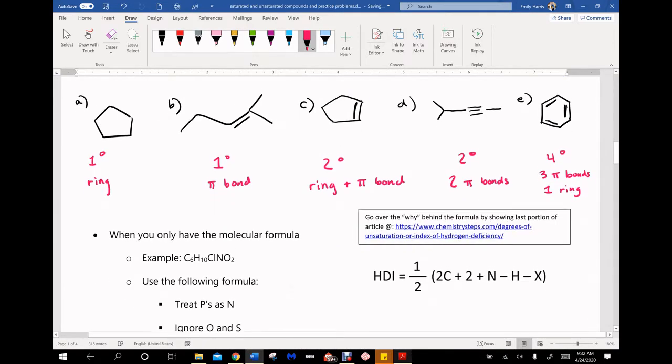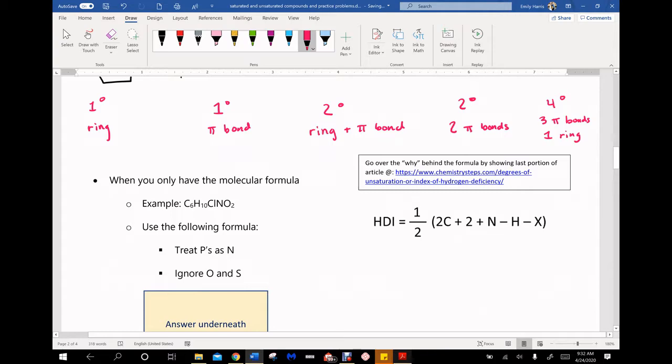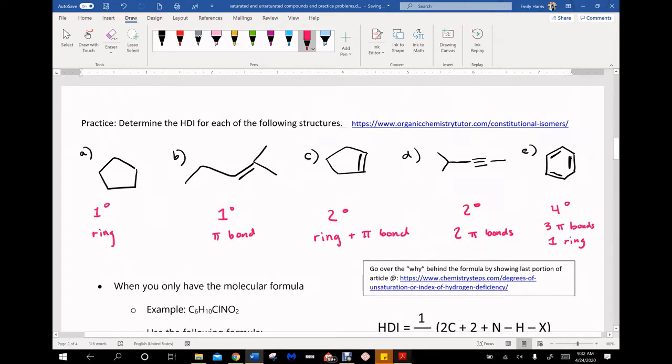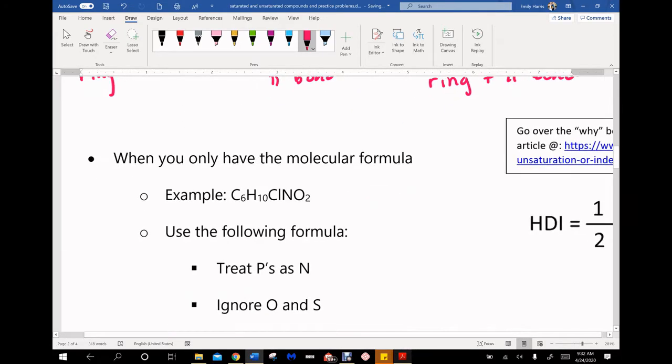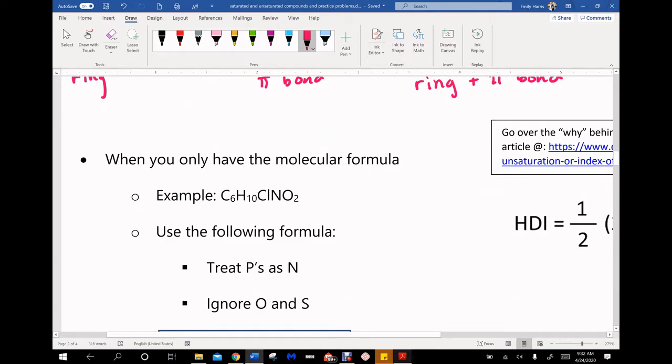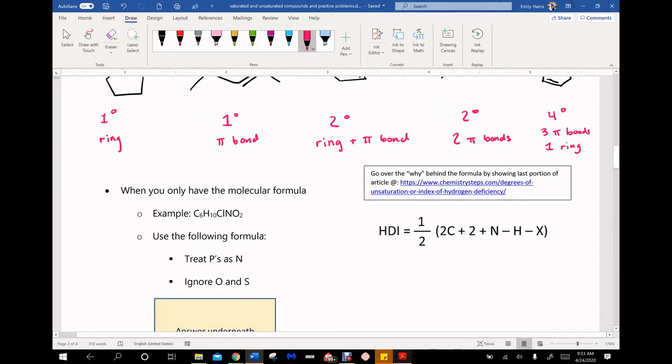Okay. So now, the last thing we're going to look at is what happens when you've only been given the molecular formula without a structural picture of what the molecule actually looks like. So for example, we've been given a big, long, hairy formula here, C6H10ClNO2. And we're going to try to figure out, okay, what do we do if we can't see the molecule and just have a list of the atoms? There's a formula that's been put together for good reason, and it allows us to calculate the hydrogen deficiency index when we can't see the molecule.